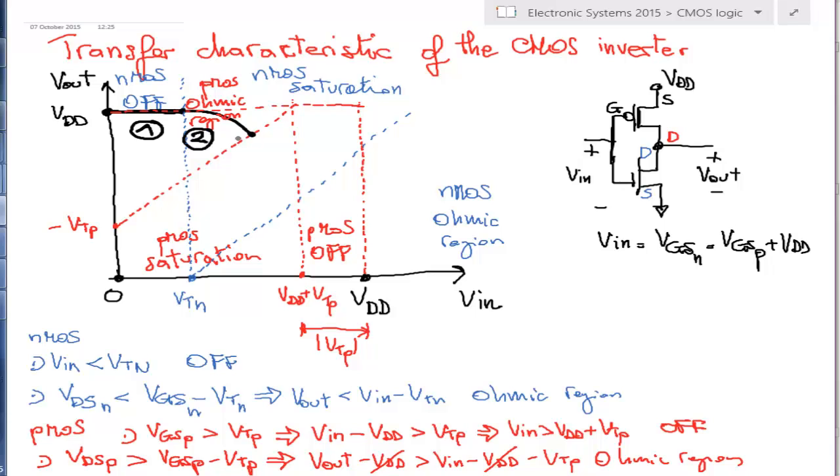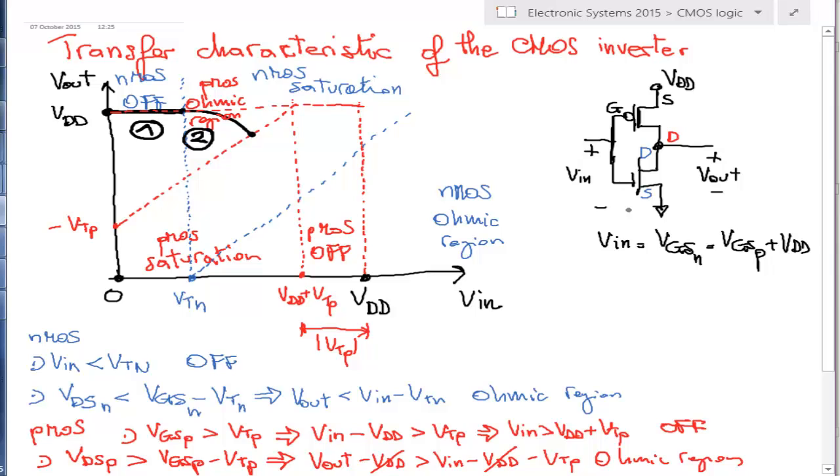So there's no reason to obtain them precisely. But then we are here. Now something happens. There's a change in condition. The PMOS goes from the ohmic region to saturation. So in this part, we have both the PMOS and the NMOS in saturation. So we have current flowing from VDD to ground.